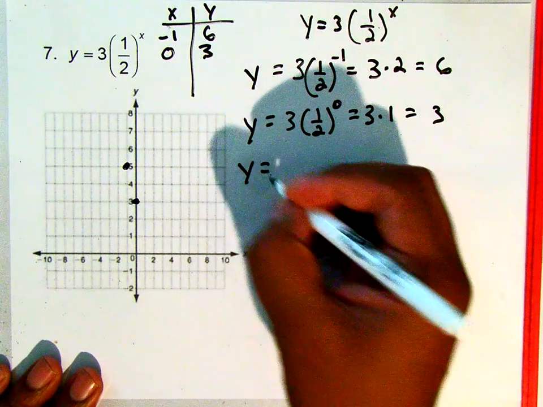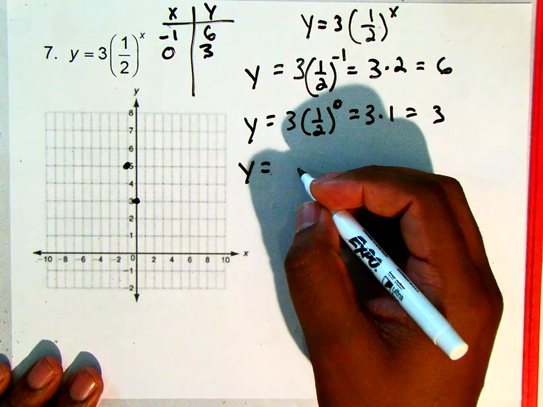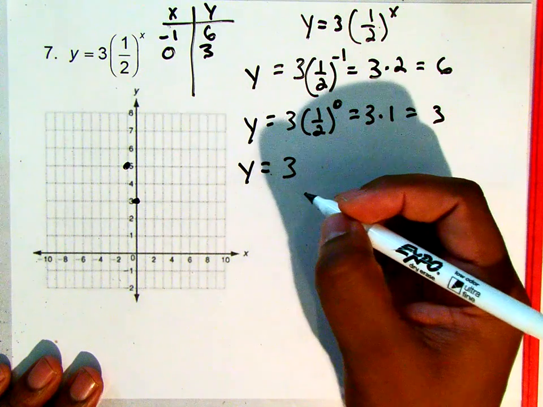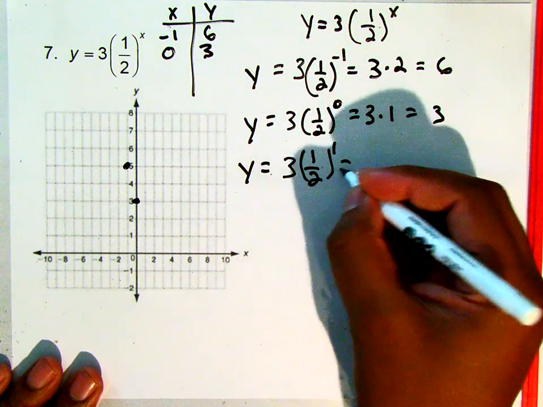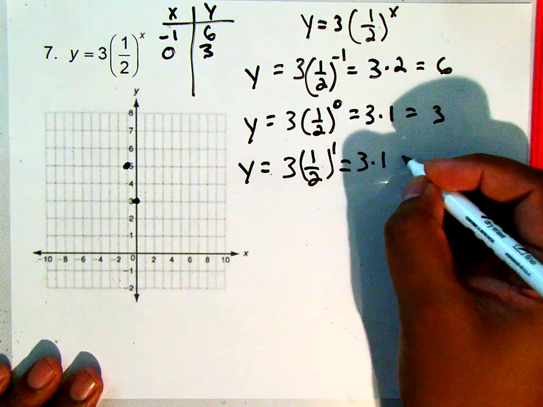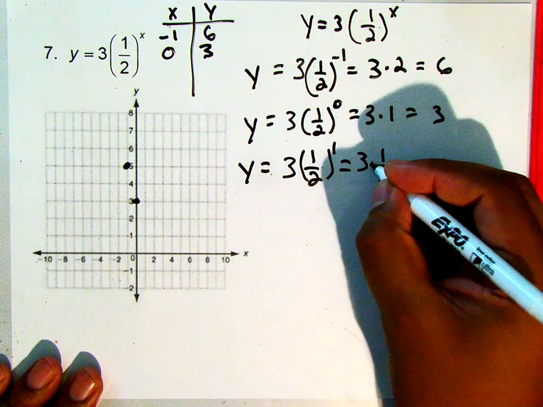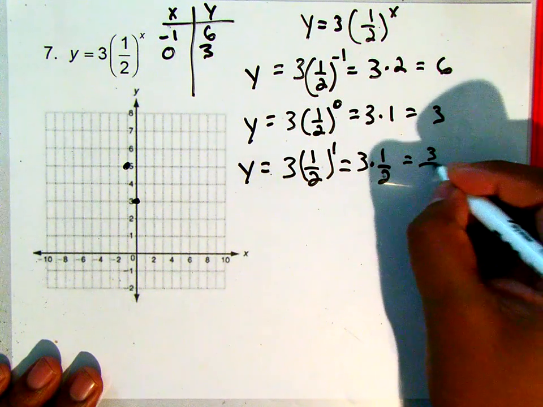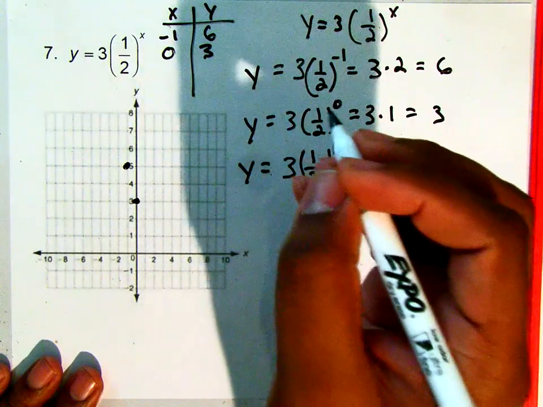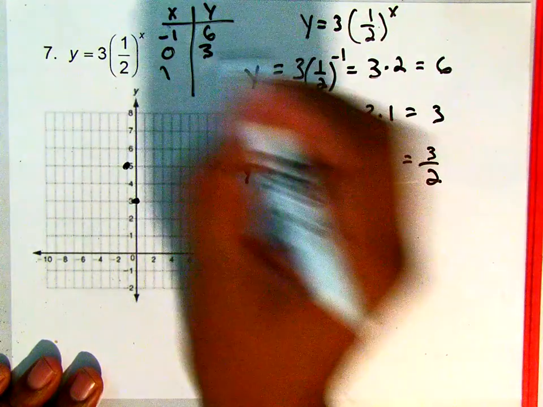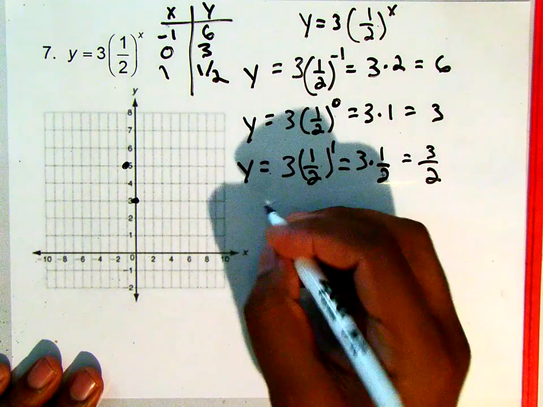All right, now I'm going to go ahead and plug in this next one here. And that's going to be 3 times 1/2 raised to the 1. Equal to 3 times 1/2, which is equal to 3 over 2. So when I plug in 1, I get 1.5. And I'm going to do one more.